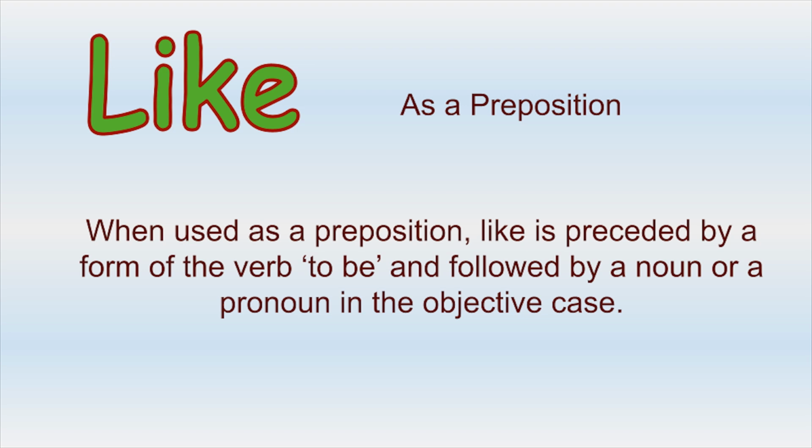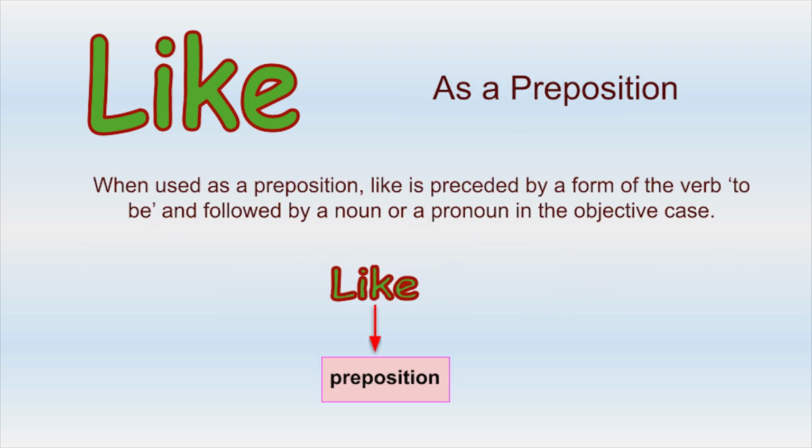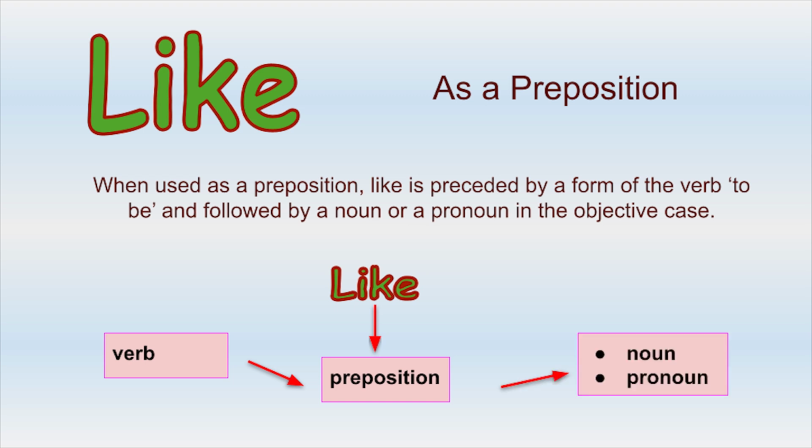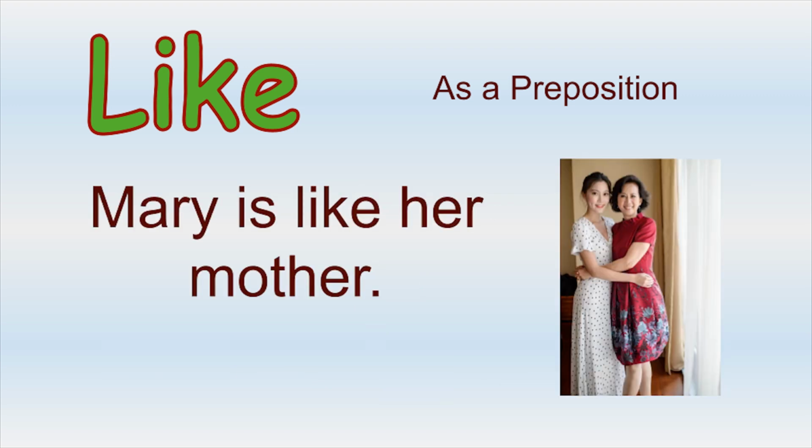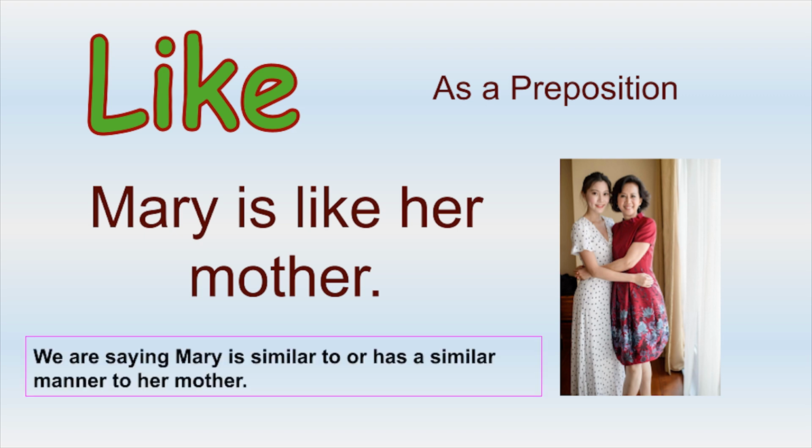When used as a preposition, like is preceded by a form of the verb to be, that is a linking verb, and followed by a noun or a pronoun in the objective case. In general, when we use like, we are comparing nouns. For example, Mary is like her mother. We're comparing Mary to her mother. We're saying Mary is similar to or has a similar manner to her mother.